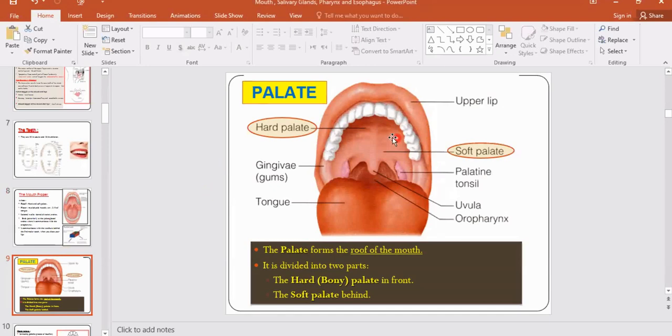Okay, now coming to the palate. Quickly, there is a hard palate and there is a soft palate. Palate is the roof of your oral cavity. It is formed by palatine bone, which is in the floor of the nose, and this is called hard palate. And then there are soft muscles of the palate. These are called soft palate. So there are two parts of the palate: hard bony palate in front and soft palate behind.